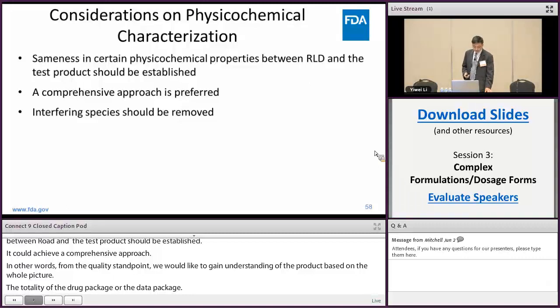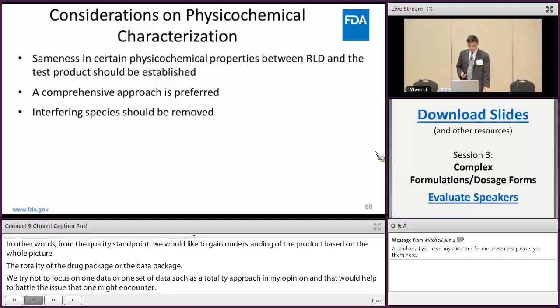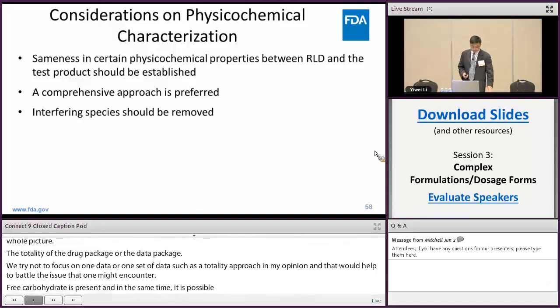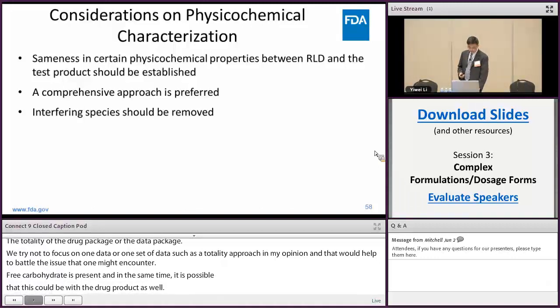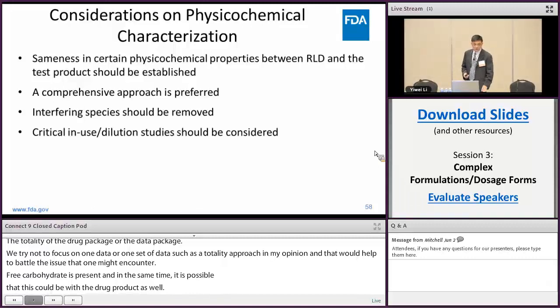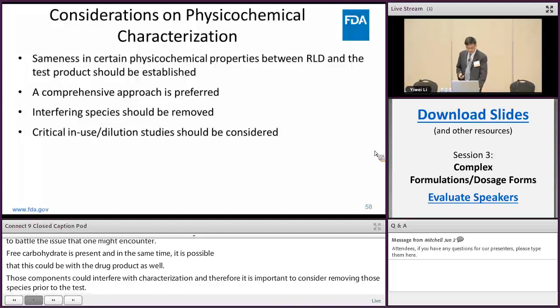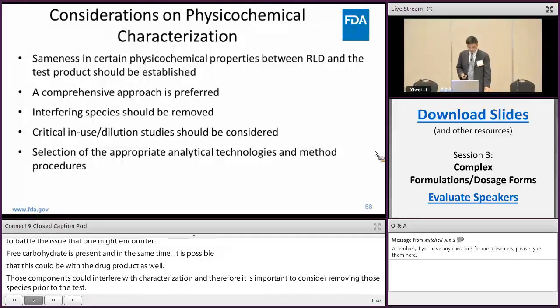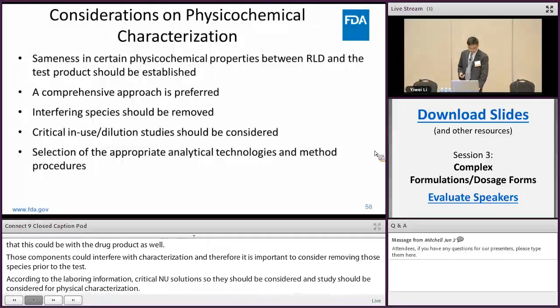By formulation design or by nature of the drug product, free carbohydrate is present. At the same time, it is possible that low molecular weight iron species are present in the drug product as well. Those components may interfere with the characterization. Therefore, it is important to consider removing those interfering species prior to the testing. According to the labeling information, certain in-use and dilution conditions are applied to the drug product. As such, in-use and dilution studies should be considered for physicochemical characterization. Selection of appropriate analytical techniques and method procedures is highly important, and we will discuss that further in the next slide or two.